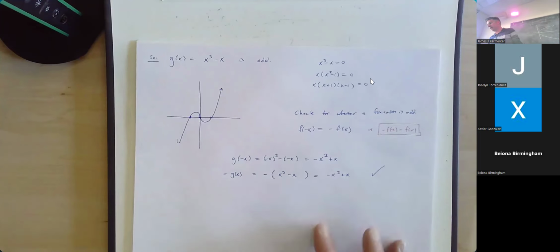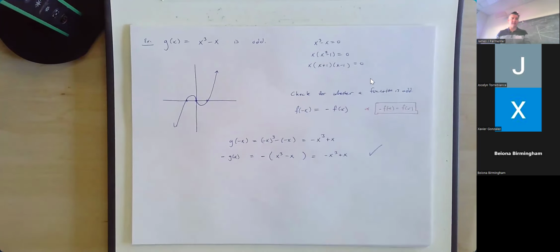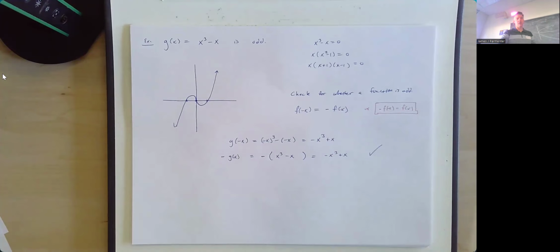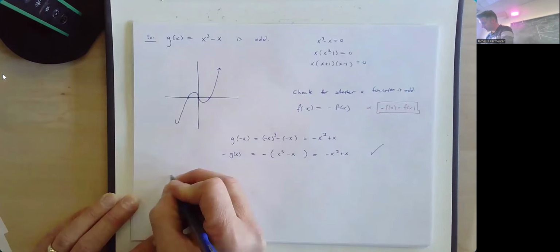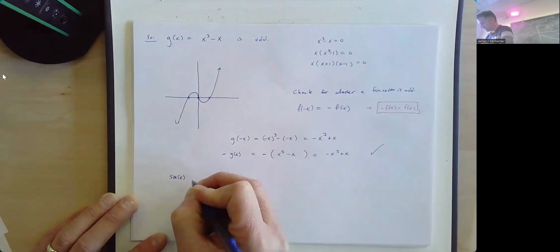The reason I bring this up in the context of sine and cosine is because it's not as easy to show this way that sine and cosine are respectively odd and even. It's true, but you have to use the angle sum formula. It's kind of a big pain. So I'll just point out sine of x is even.